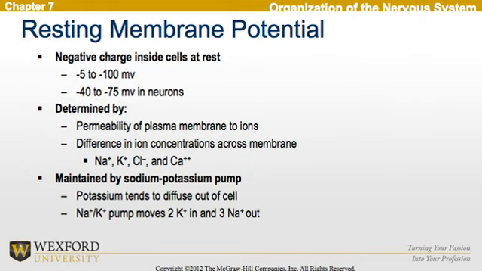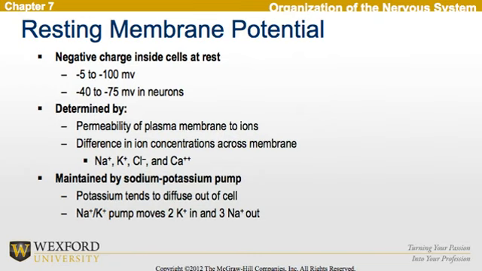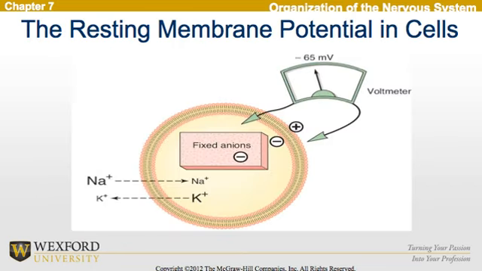This is maintained by a sodium-potassium pump, where potassium tends to diffuse out of the cell. The sodium-potassium pump moves 2 potassium in and 3 sodium out of the cell. This is a diagram of the resting membrane potential in the cell and shows the difference across the membrane.